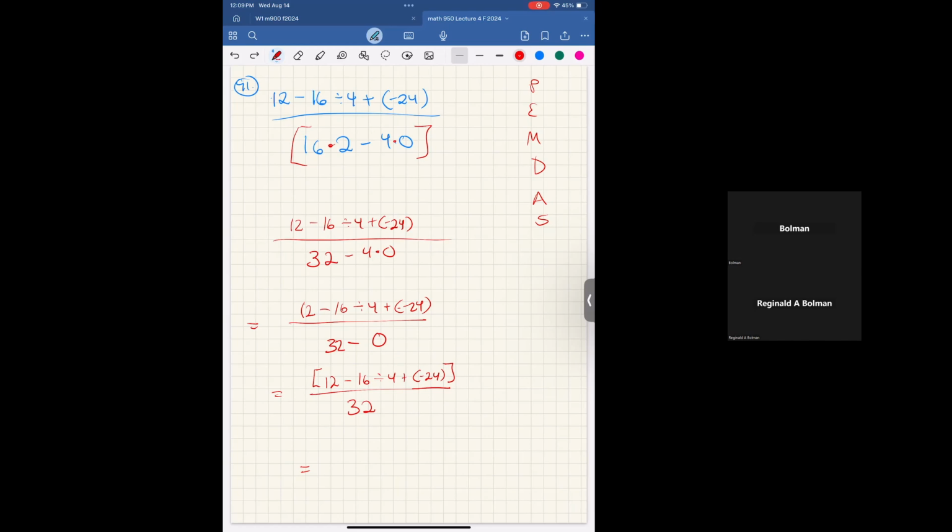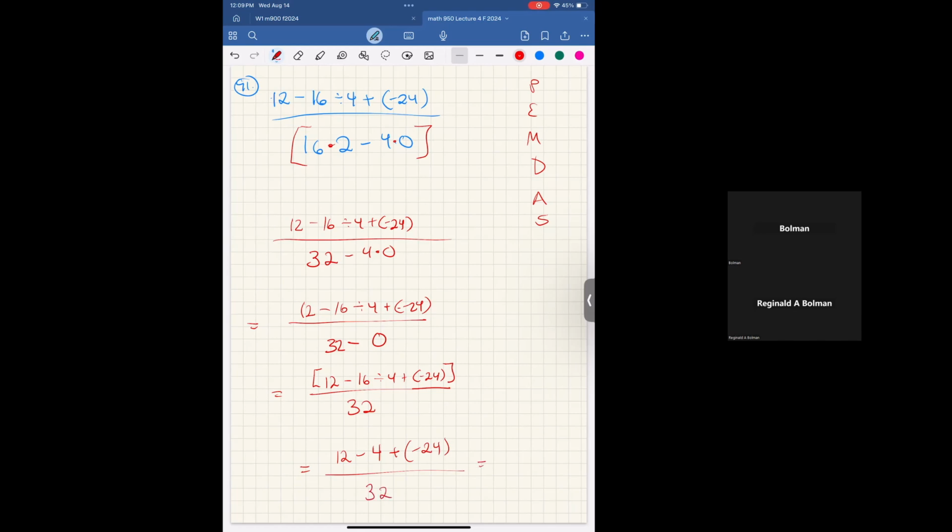And as we're scanning through the top of our fraction, you'll note that the only thing really going on the top is that you've got a division operation. Okay, you've got some addition and some subtraction operations, but the big one is going to be division. So let's go ahead and attack that first. 16 divided by 4 gives you 4. So now we will rewrite 12 minus 4 plus negative 24.